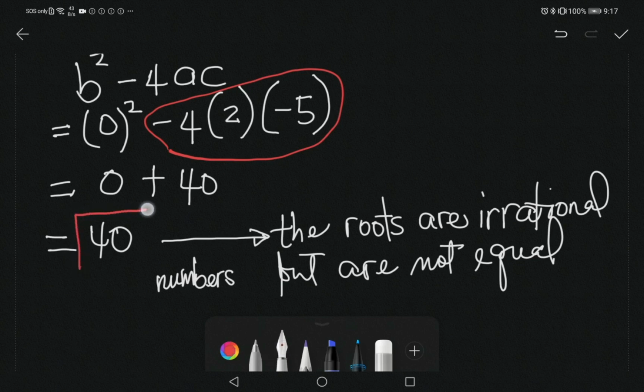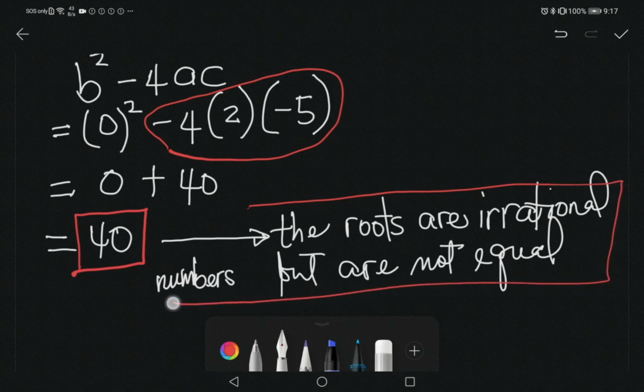So, mao ni siya ang imong answer sa discriminant. Ug mao ni ang answer sa imong nature of the roots. So, duha na ka-check. Usa diri.